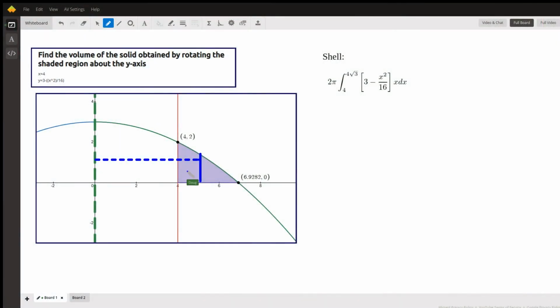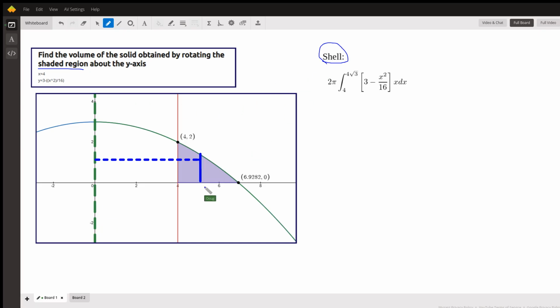Okay, we are making the assumption that this purple region is the shaded region, even though it doesn't appear in the post. This is the graph of the parabola, y equals 3 minus x squared over 16. This is the vertical line, x equals 4. You have two choices for revolving that purple region around the y-axis, the green dashed line.